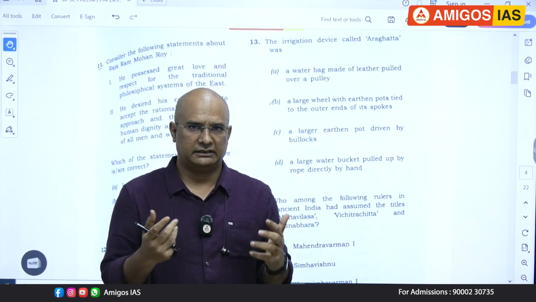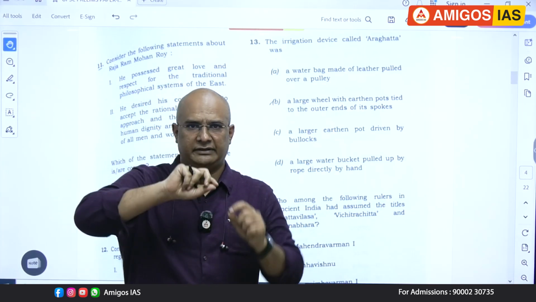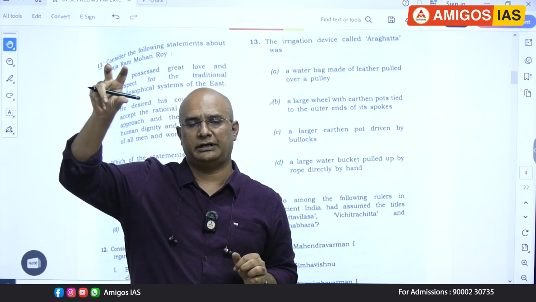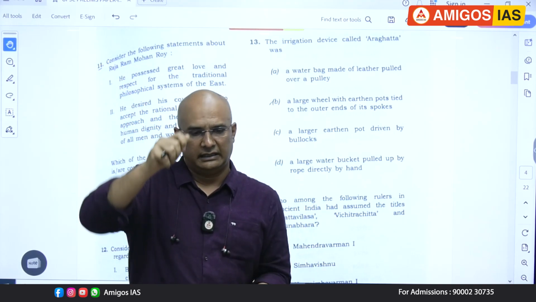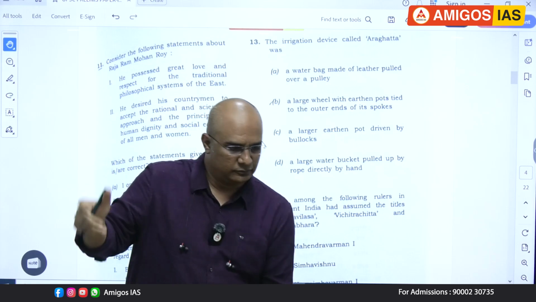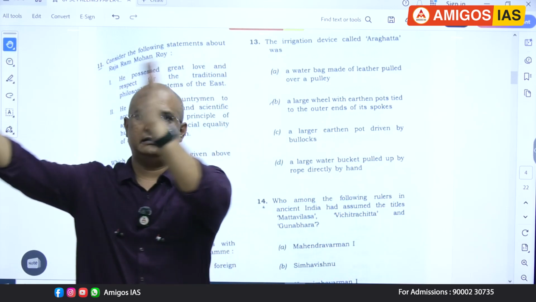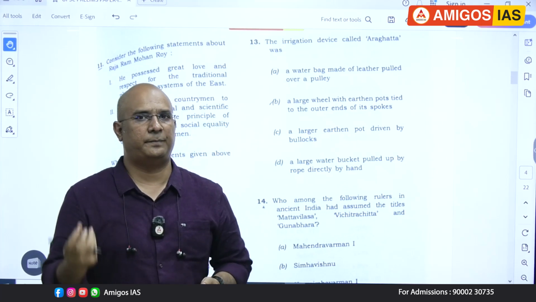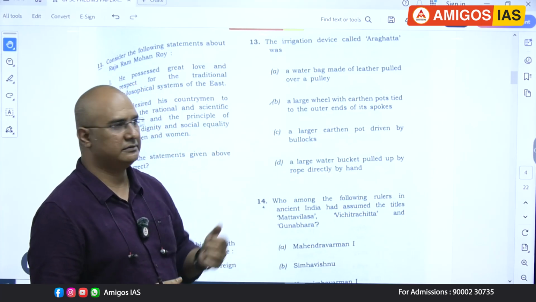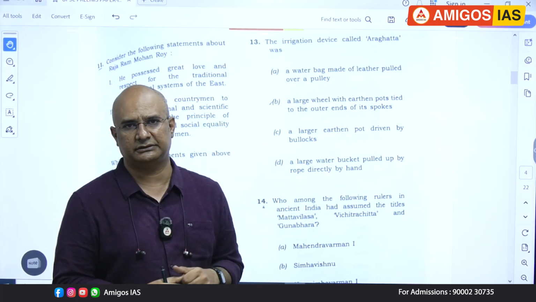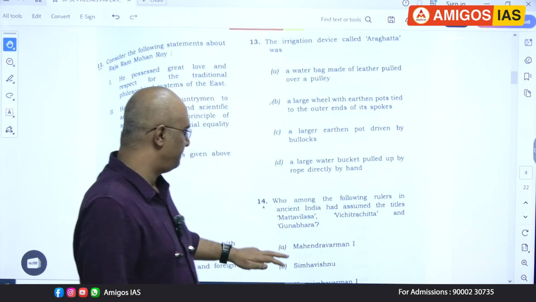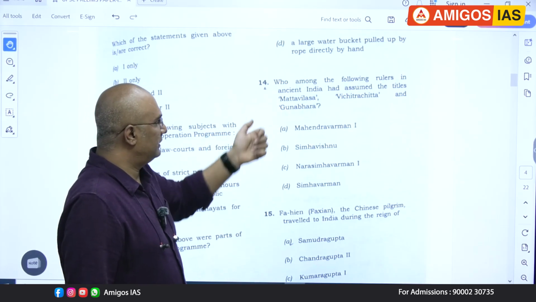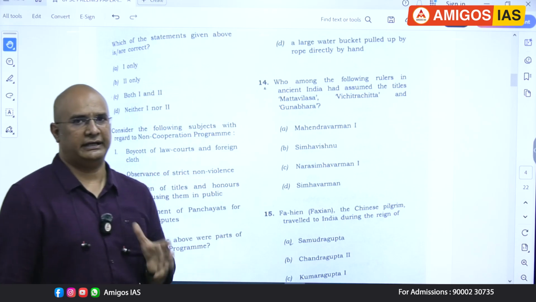Now, if you can visualize that, a huge wheel having some spokes from within, and at the outer end of the spokes, you will have some pots. And when that wheel is rotated, it is going to pick up water from a lower level and transfer it to a higher level. This was also called the Persian wheel, and this was coming from the medieval times. So this is one of the questions that came from medieval India. Next, another question, the 14th, is from ancient India.